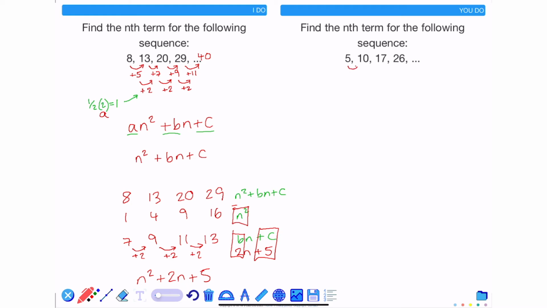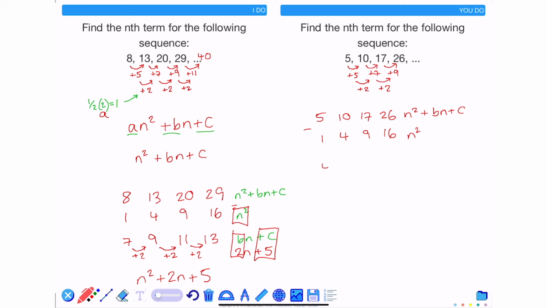So looking at this sequence, it goes up by 5, by 7, and by 9. It has a second line of common differences, which is plus 2, which means that this rule is based on n squared plus bn plus c. The sequence was 5, 10, 17, and 26, and because it is based on n squared, the n squared sequence is 1, 4, 9, 16, the first 4 square numbers.